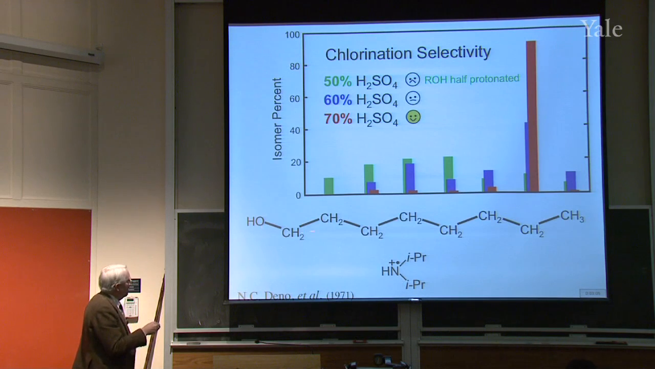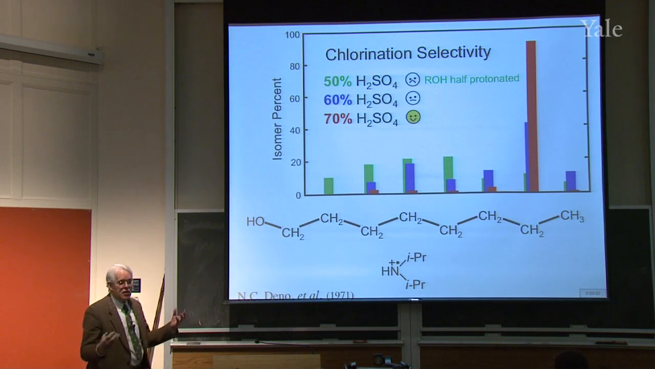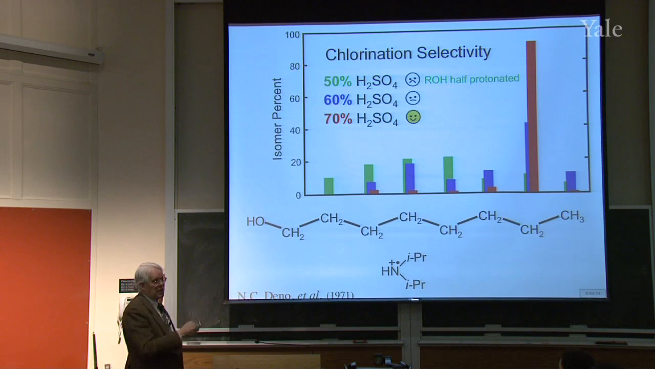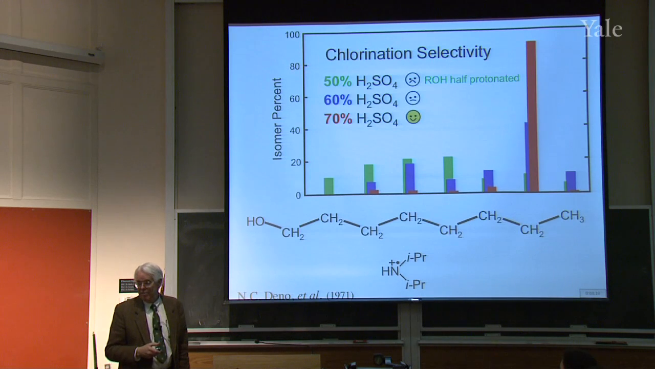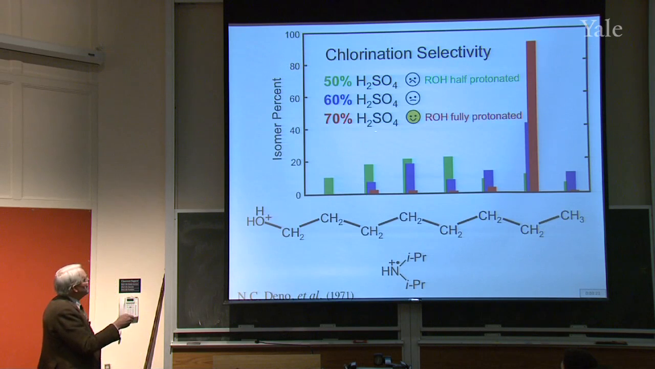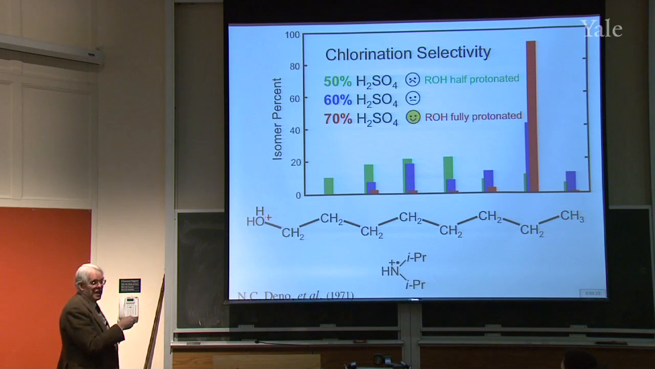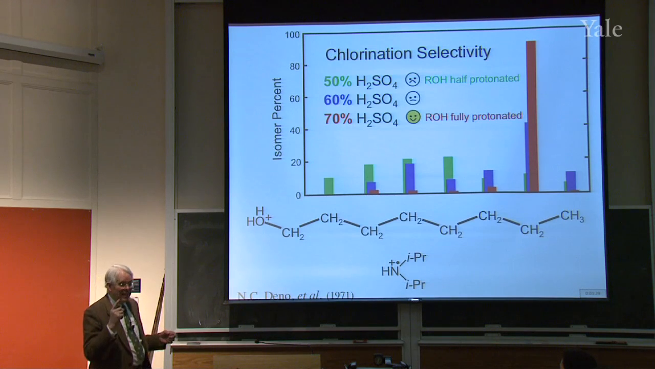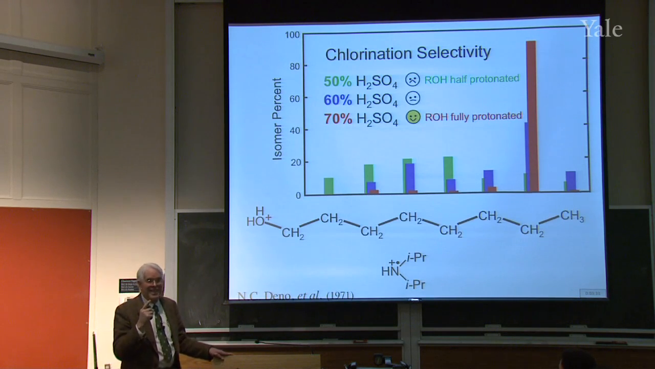Now, if this molecule is protonated, it's hard to get the two protonated things together, so the reaction slows down. The reaction still proceeds, but it goes with the material that's not protonated, and it's only half protonated. But at 70%, it's fully protonated. Everything is like that. Now the reaction will slow down, so it won't be as fast. But what's the advantage?